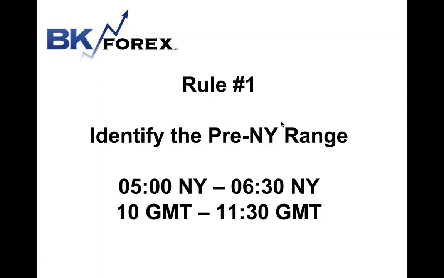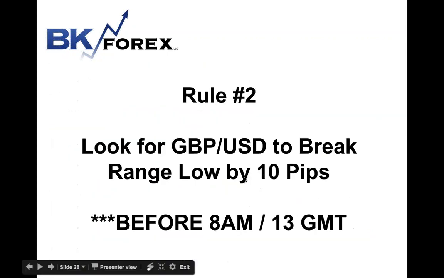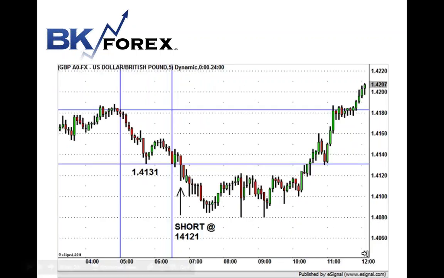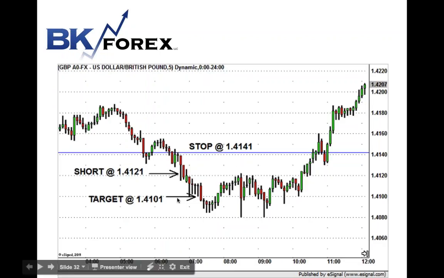The short rules are the exact opposite. We're looking for the range, and we're simply looking for it to break that range by 10 pips before the New York open. Right over here, it breaks the range. And then we're going to go and get short this thing. Again, we're short over here with a target of 41.01, and the stop is right over here.